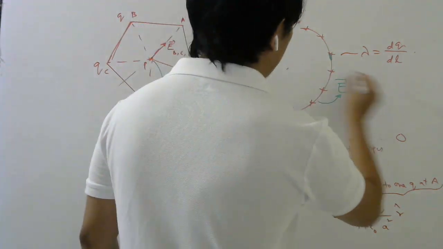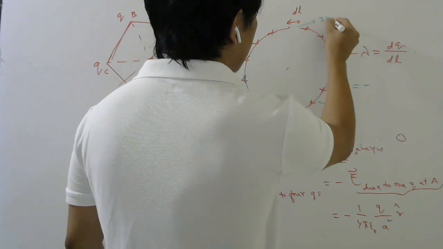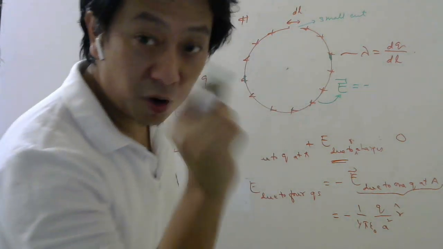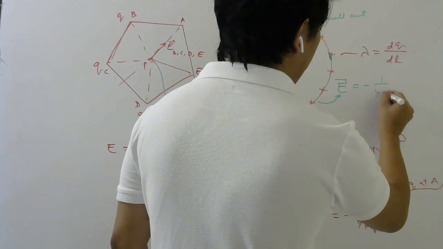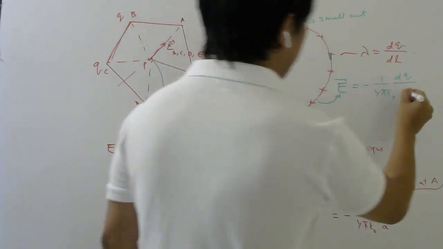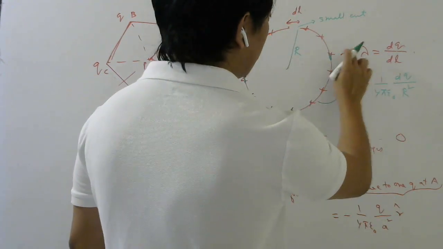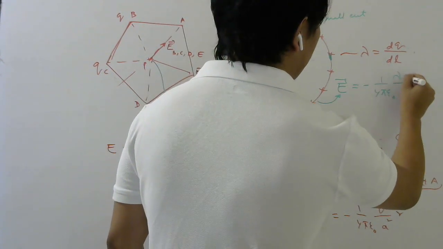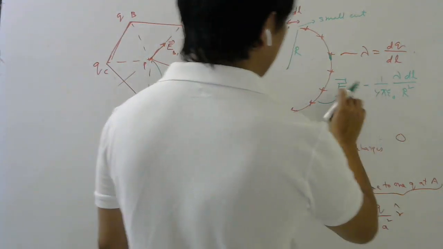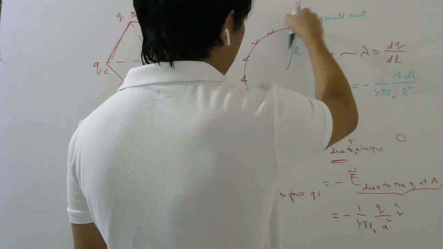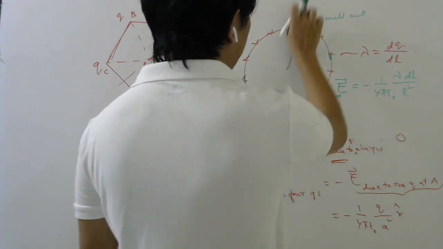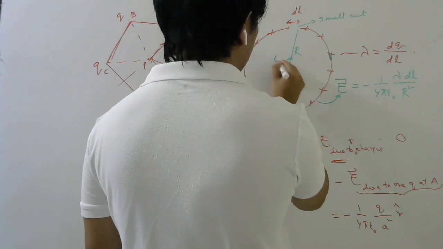Since this is a very small cut, I can treat the charge which was present here as a point charge. So I can write 1 by 4 pi epsilon naught dq by r square. And what is dq if they give lambda? Lambda into dl, right? And for the direction, the minus sign means it will be opposite to the electric field produced by this charge. This charge was producing an electric field this way, so the remaining charge will produce it that way. So the direction will be this way.